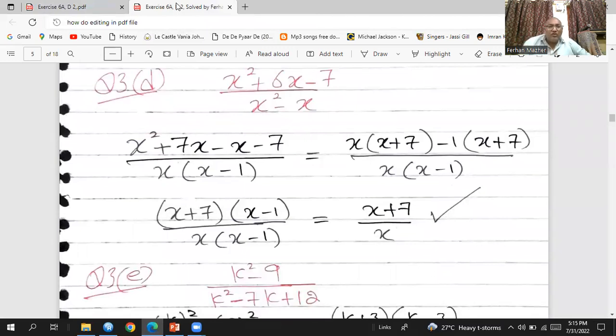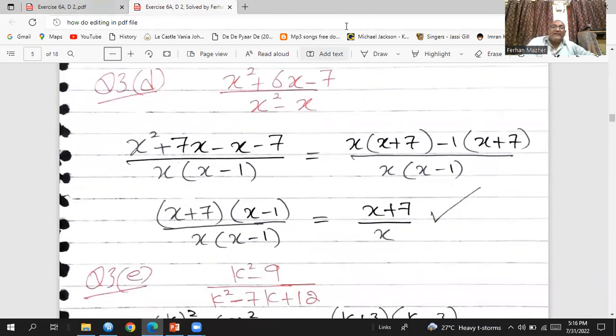Okay, so in the numerator we will do x squared plus 7x minus x. I've done the midterm breaking. And in the denominator, you can see x is common. So in the bracket, you are left with x minus 1. In the numerator, from the first 2 terms, x is common. So I will take the x common. So you will have x bracket x plus 7. And from the last 2 terms, minus 1 is common. So in the bracket, you will have x plus 7.